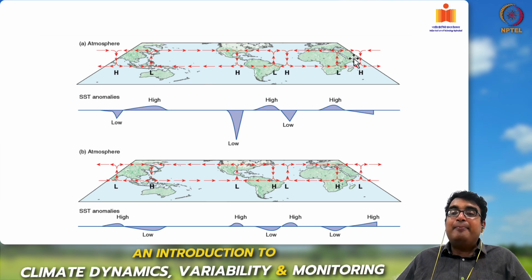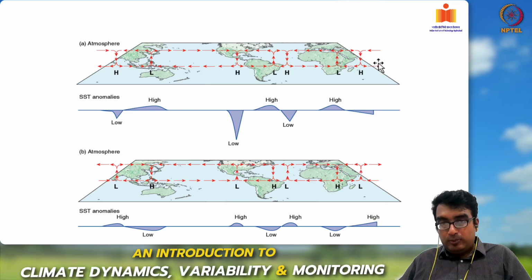So here this high pressure creates arid conditions in the eastern horn of Africa and Madagascar. Okay. Then this high pressure goes to the low pressure of Indonesia. So 1, 2, 3, 4, 5, 6 cells are operating throughout the globe.